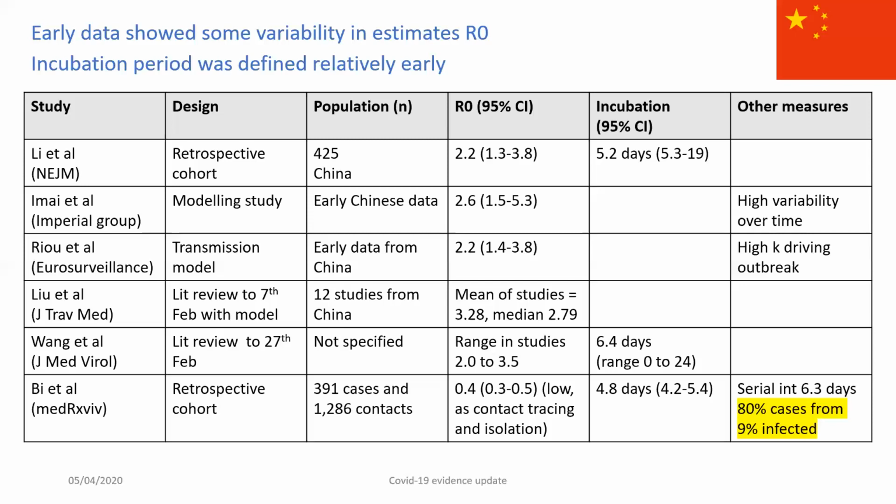They also found that within their study population, 80% of the secondary cases came from only 9% of the primary cases, which gave rise to the notion of super spreaders who infect many more people than average.